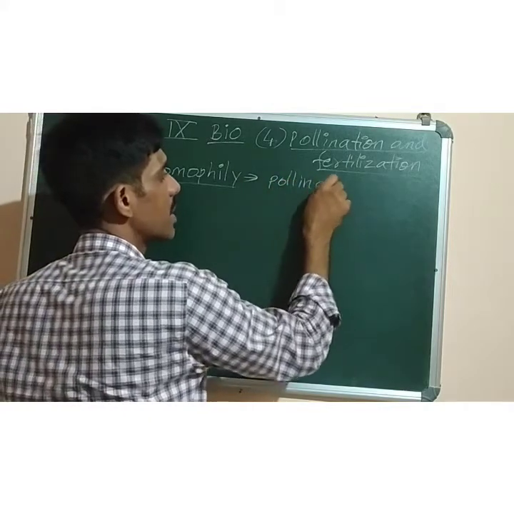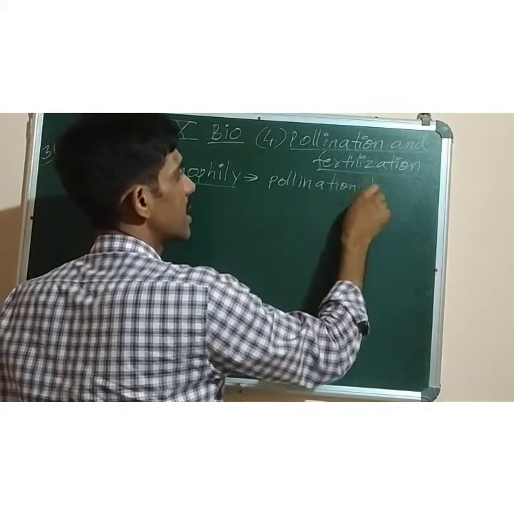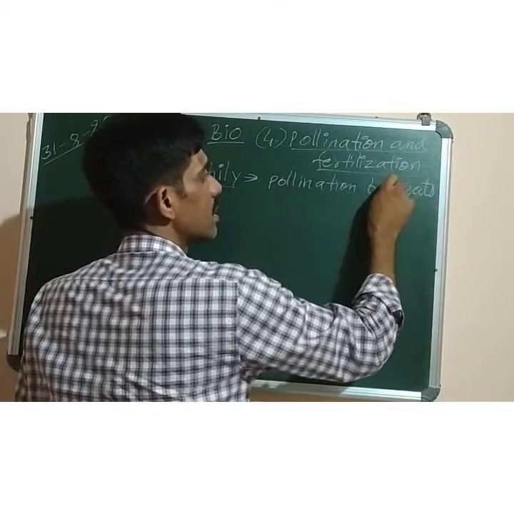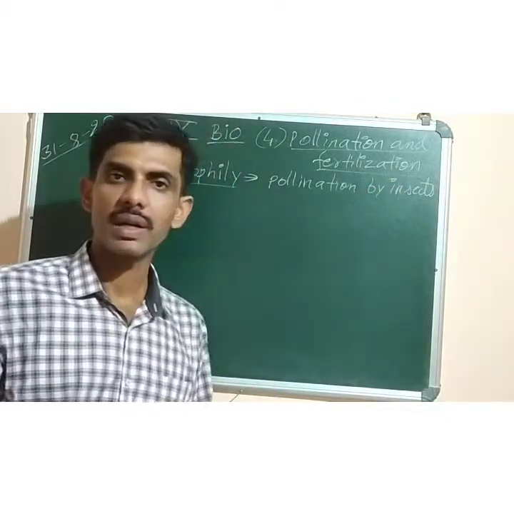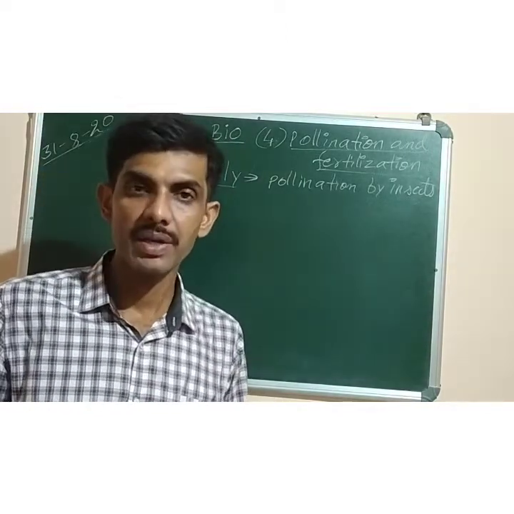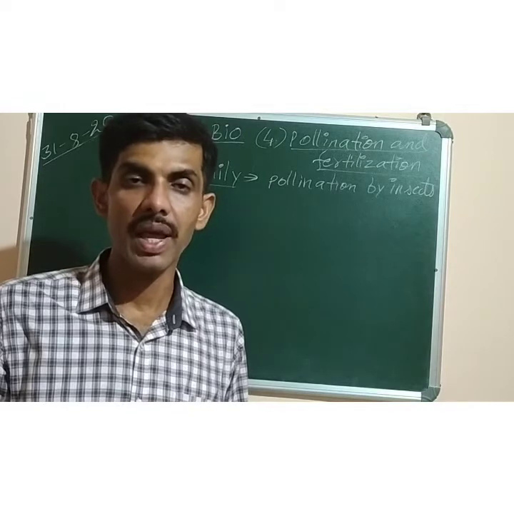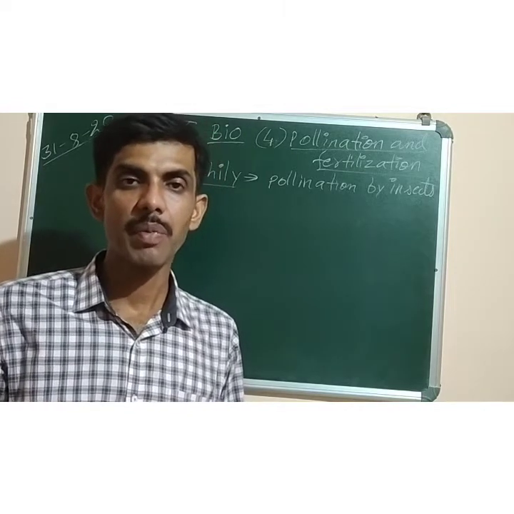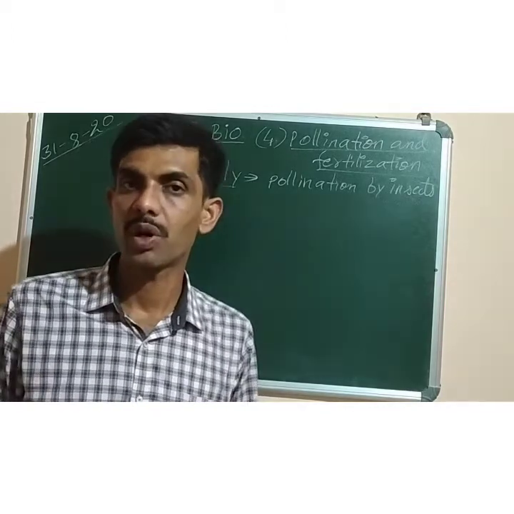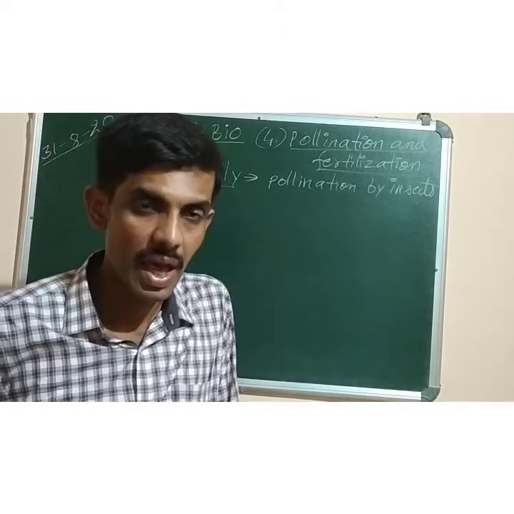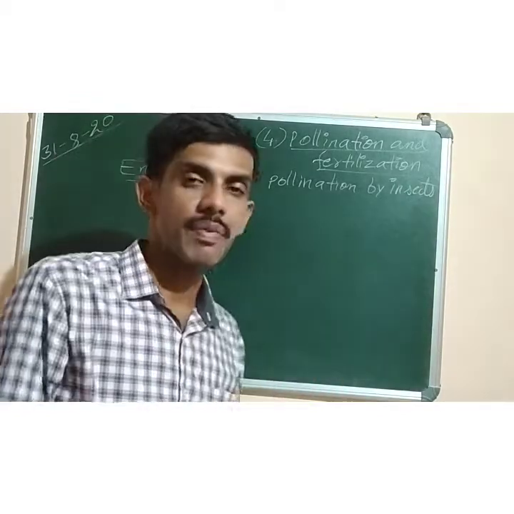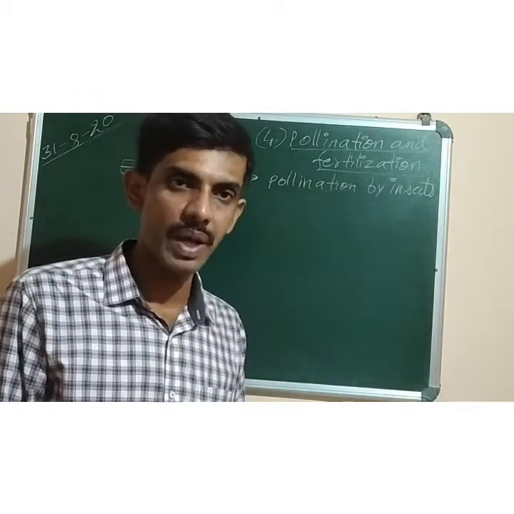Now in such flowers in which pollination is done by insects, you know that insects visit the flower for the purpose of getting the nectar, that is their food, and they are attracted by the brightly colored flowers as well as their scent. But their main purpose is to get the food by taking the nectar which is produced at the base of the petals. And such flowers, that is insect pollinated flowers, are called entomophilous flowers.